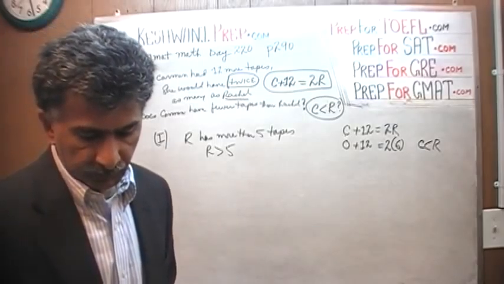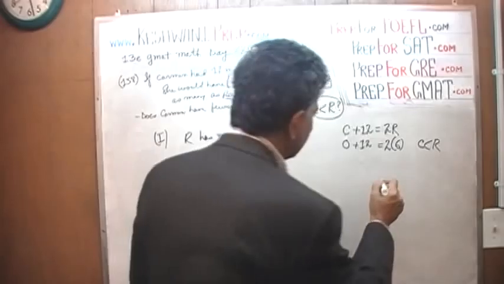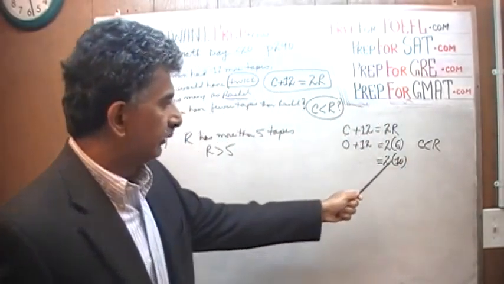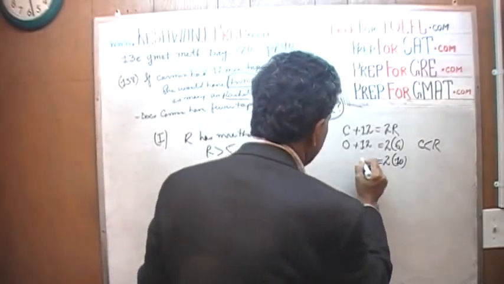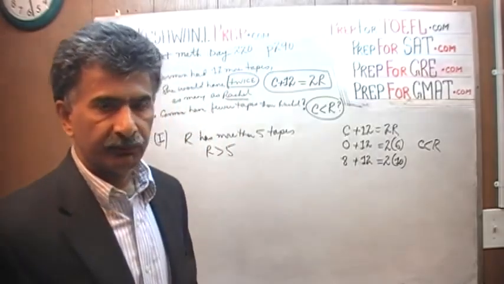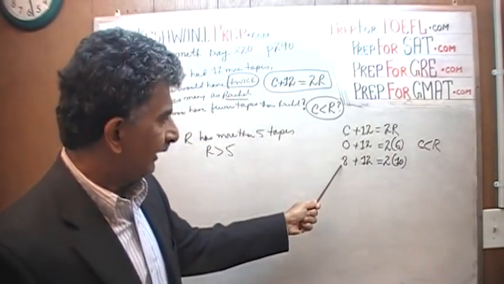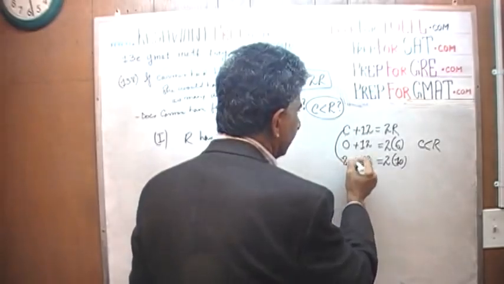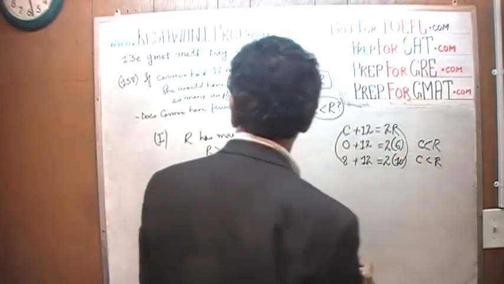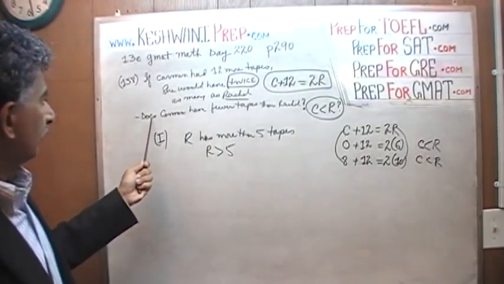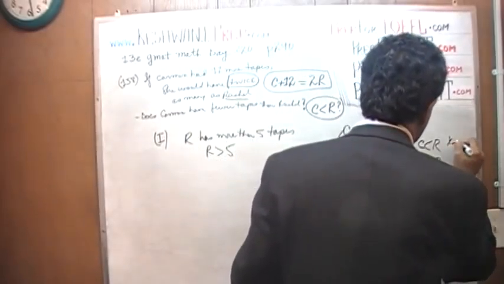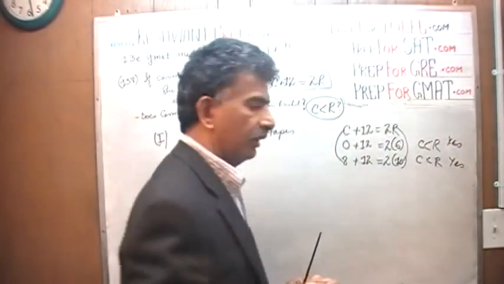Let's try one more time, shall we? Let's plug in R equal to 10. If we plug in R equal to 10, we get 20 here. This is the 12 here, which means C must be 8, because 8 plus 12 is going to give us 20. So now C is 8, R is 10, again C is less than R. So far, the answer to this question, does Carmen have fewer tapes than Rachel, is yes.